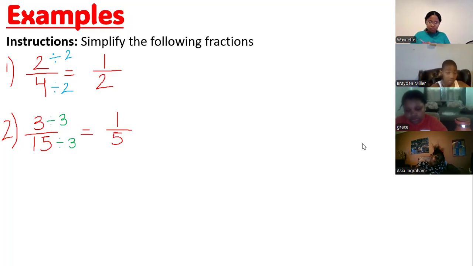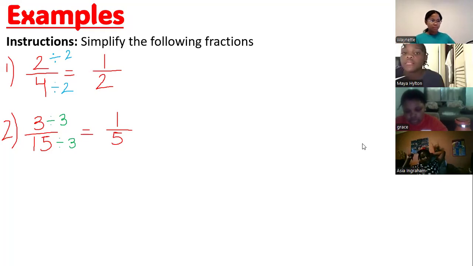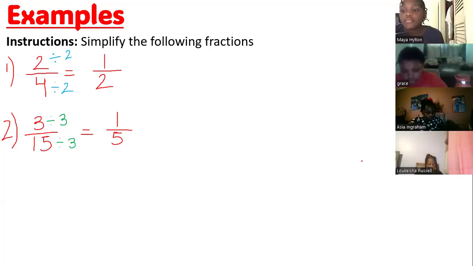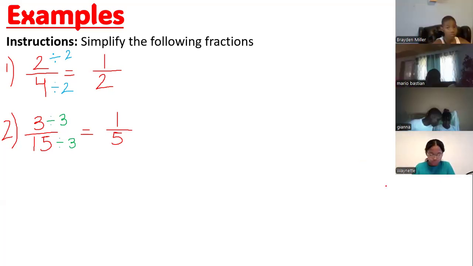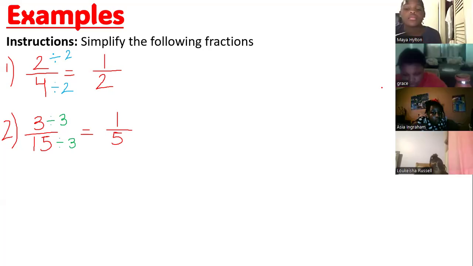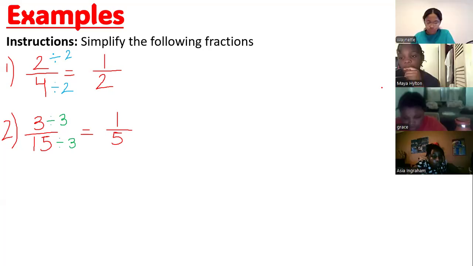Brandon, can you explain how we got 1 over 5? You divided 3 by 3 and it gives you 1. You divided 15 by 3 and it gave you 5. Very good. So just 1 over 5. Legacy, explain how we got 1 over 5. We got 1 over 5 because 3 divided by 3 is 1, because if you share 3 things between 3 people, it'll be 1. And 15 things divided by 3 people will be 5.